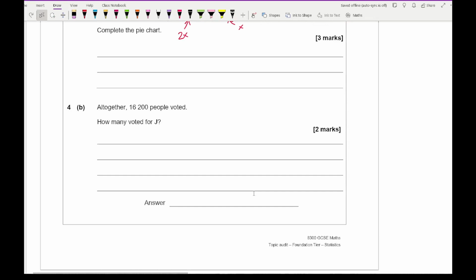Moving on to 4b, it says altogether 16,200 people voted. How many people voted for J? So for this, what we need to do is first of all work out the proportion of the pie chart that is J. So the proportion is 72 over a total of 360 degrees, and we multiply that by the grand total, which is 16,200. So again, if we type that all into my calculator, I get the correct answer of 3,240.